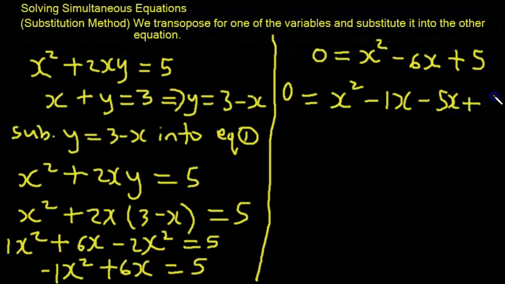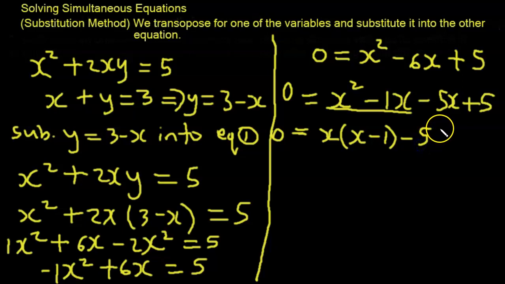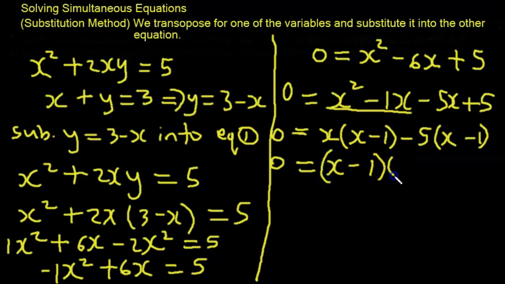So I rewrite the minus 6x as minus 1x minus 5x. And then I factor by groups. So for the first group here, common factor here is x. So I factor out x. I'm left with x minus 1. For the other group, I factor out minus 5. And then I'm left with x minus 1. Now we know we should get the same bracket, right? So 0 is equal to the common bracket x minus 1, and outside we have x minus 5.